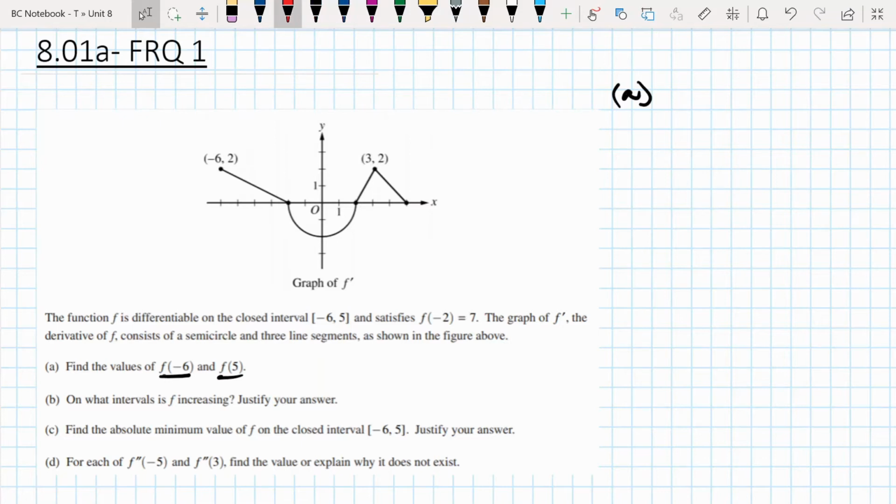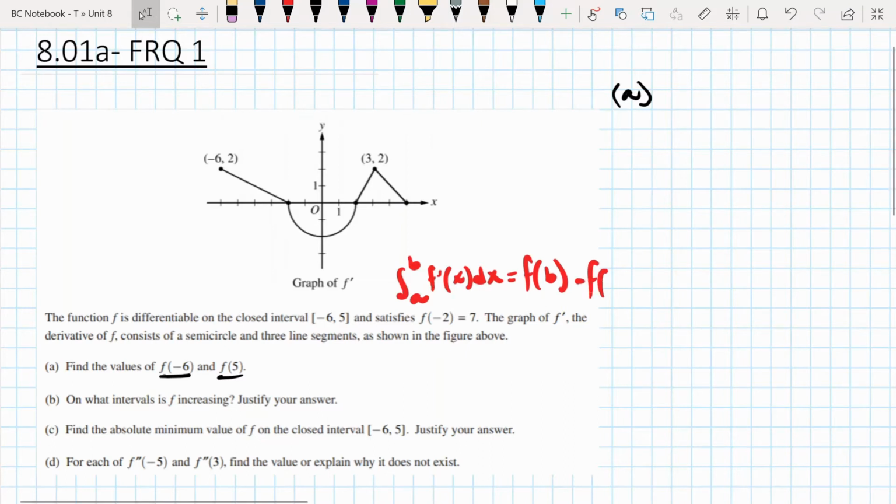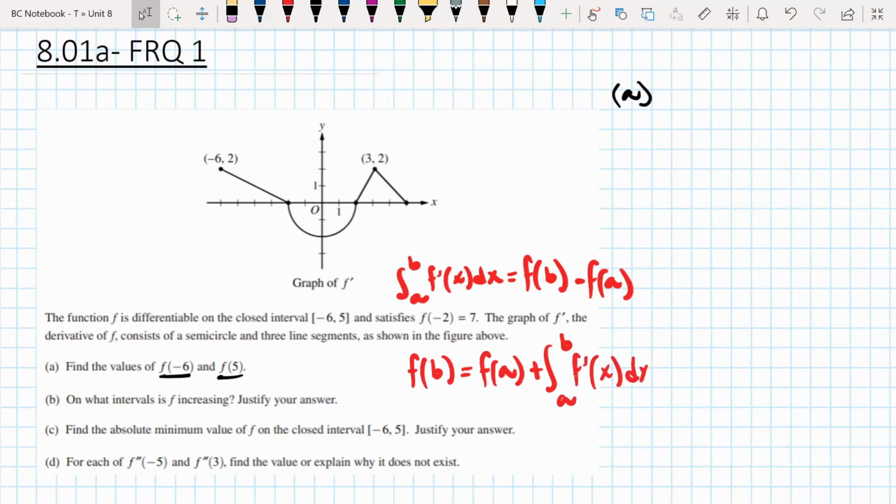So we know that the fundamental theorem of calculus tells us that the integral from a to b of f prime of x dx is equal to the value of f at b minus the value of f at a. Well, really what we're going to do here is kind of rearrange this to solve this for f of b. Okay, so f of b is then equal to f of a plus the integral from a to b of the derivative of f of x dx.